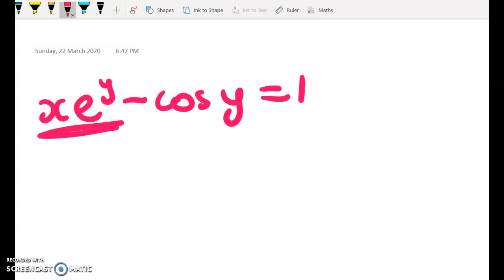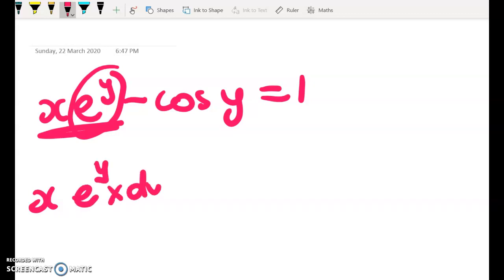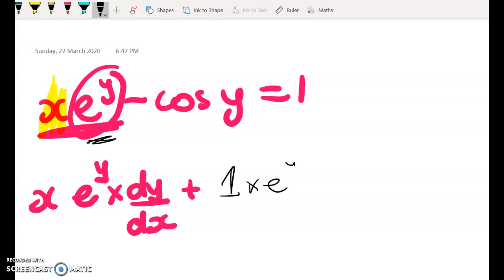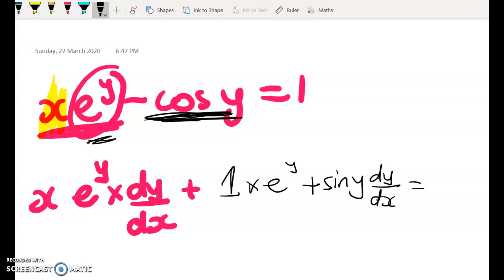This is a product, so I need to apply the product rule. Differentiating by term, I get the first, x, times the derivative of this with respect to x. So that's going to be e to the power of y times dy by dx, plus the other way around: the derivative of this, which is 1, times the second function, e to the y. And now I have to differentiate this with respect to x, so that's going to give me plus sine y times dy by dx equals 0.